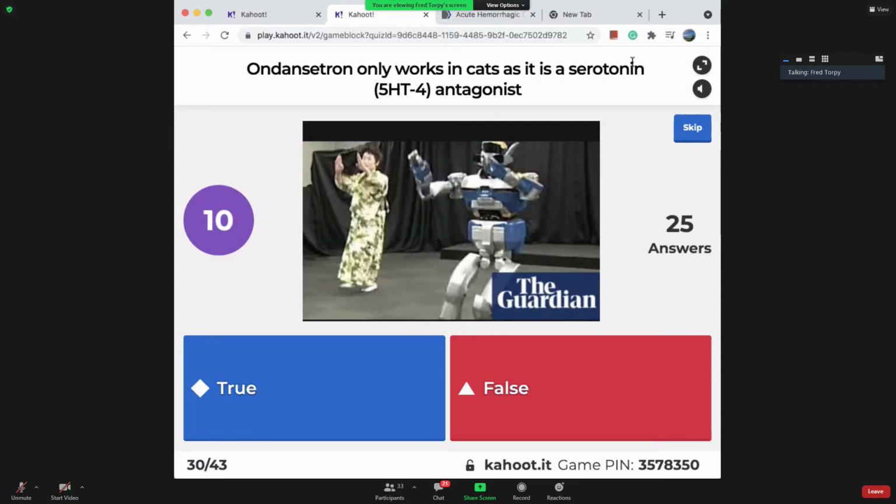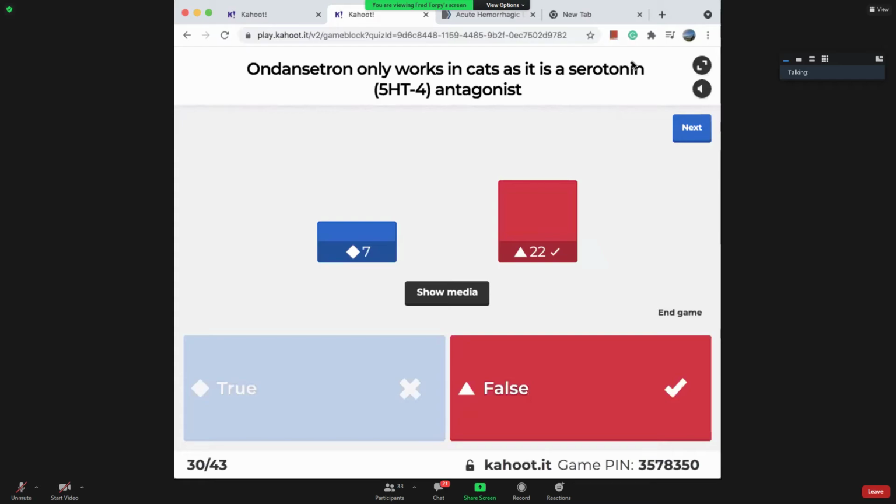So this is a dancing robot. Good job, you guys. There's a couple reasons why this isn't true. Does anybody want to say one of those reasons? Is it because it says 5-HT4 antagonist and it should be 5-HT3? Yeah, nice. So that was a subtle falsity.